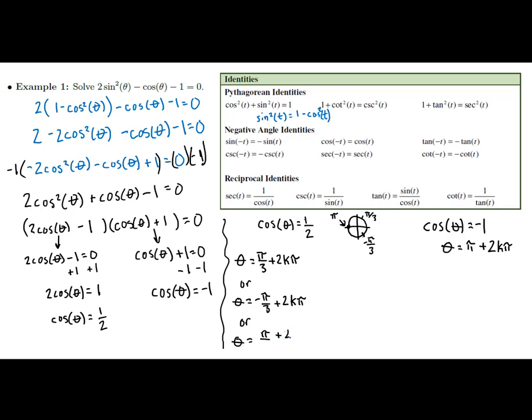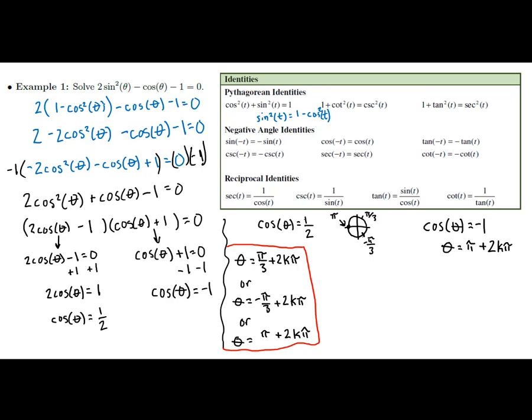Oops, plus 2k pi. Didn't mean to have that line right there. So we of course have infinitely many solutions as usual, but we've got 3 different statements that we have to make that of course each involve infinitely many solutions.